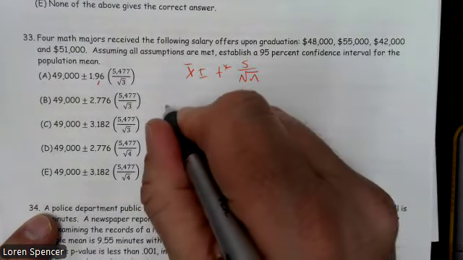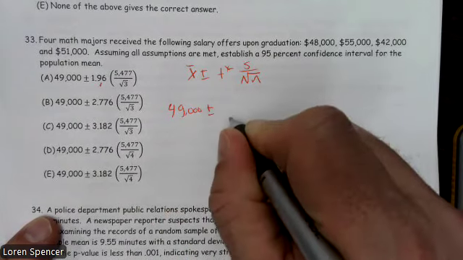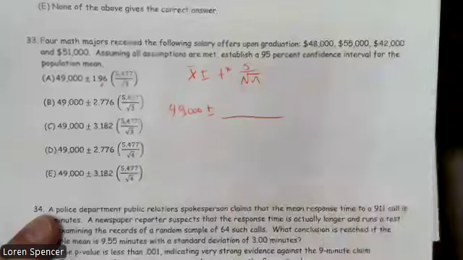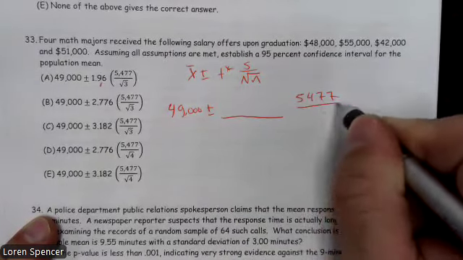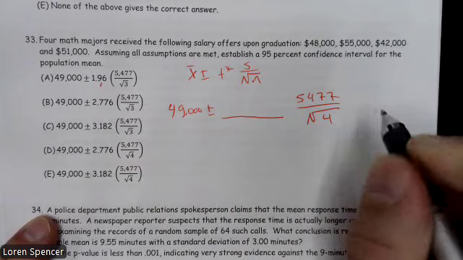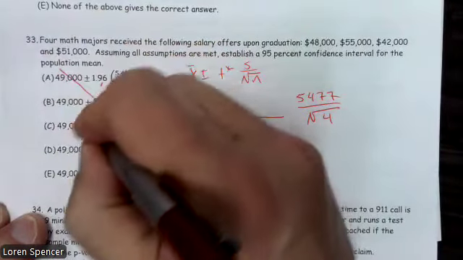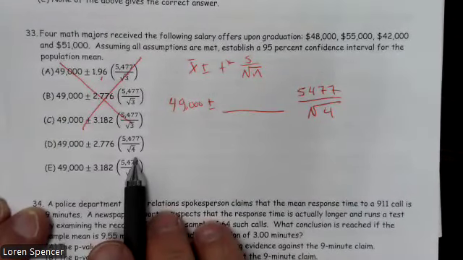So we have 49,000 plus or minus. We don't know T star. We'll come back to that in a moment. We know our standard deviation is 5477 over the square root of 4. All right, so that gets rid of these first 3. They're wrong because we needed to be dividing by the square root of 4.